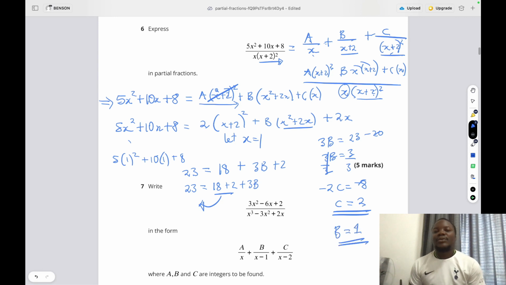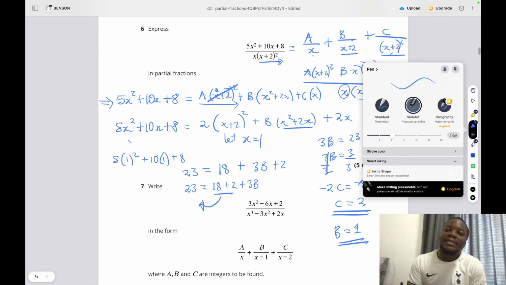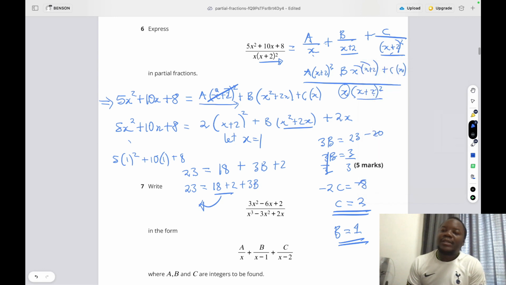So we found our c and our b. All we are doing now is to replace these values and put them here. We're going to take out our usual a, b and c. Our a was found to be equal to 2, so we put 2 there. Our b is 1 and our c is 2. So that's what we need to do.